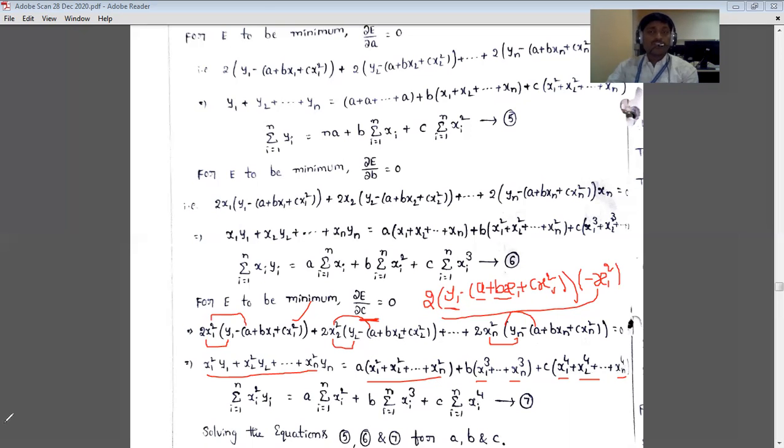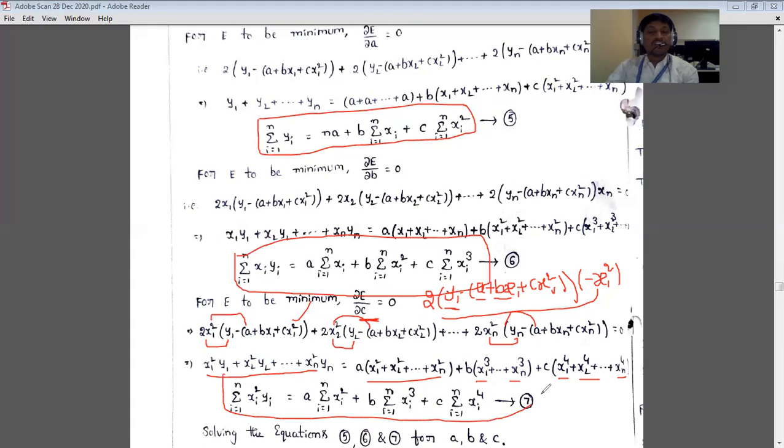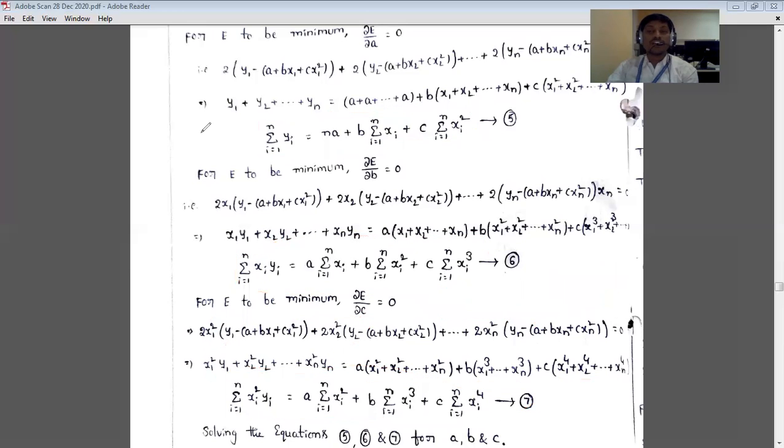And by solving these three equations, these are the three normal equations for fitting a parabola or second degree polynomial. This is the second one, and next this is the third one. So total three normal equations. Like a straight line, how you understood, we can write the same way. No need to memorize these things also.